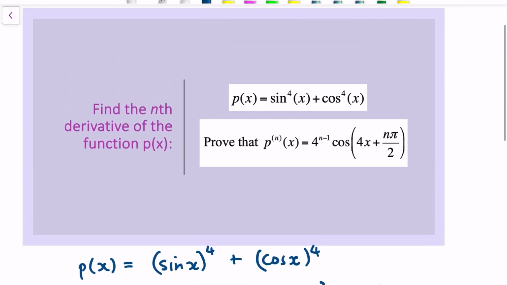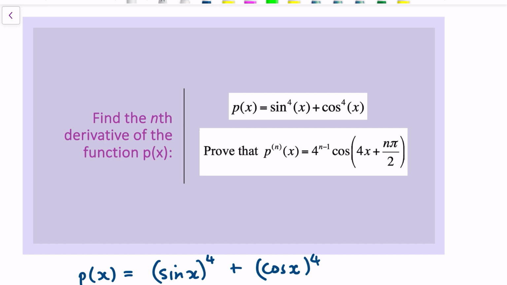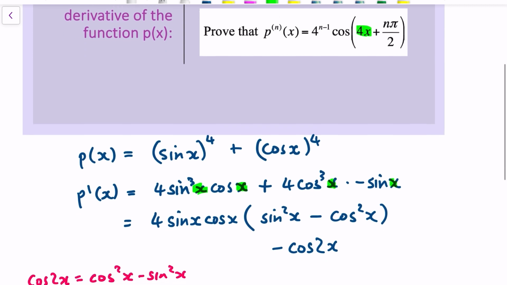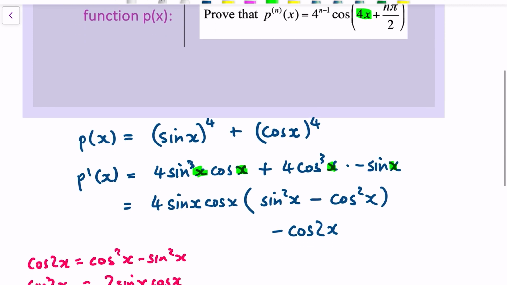Why have I bothered to do all that? If we look at what we're trying to prove, the expression has a 4x term in it. And we started off with a first derivative that only had x's in it, so I've turned it into an expression that's got 4x's in it. Okay, so does the formula actually work for n equals 1? That is the question.